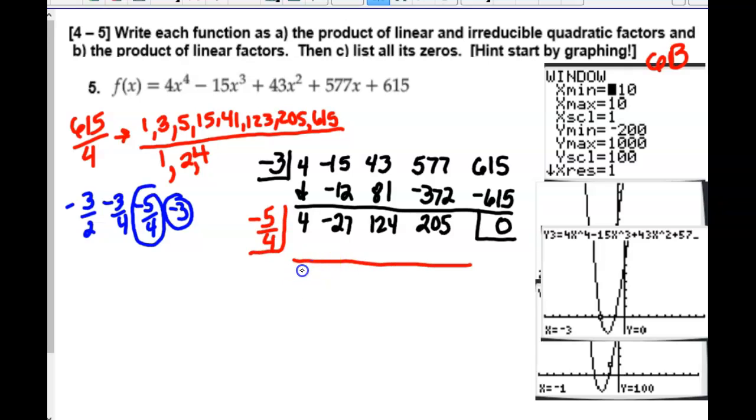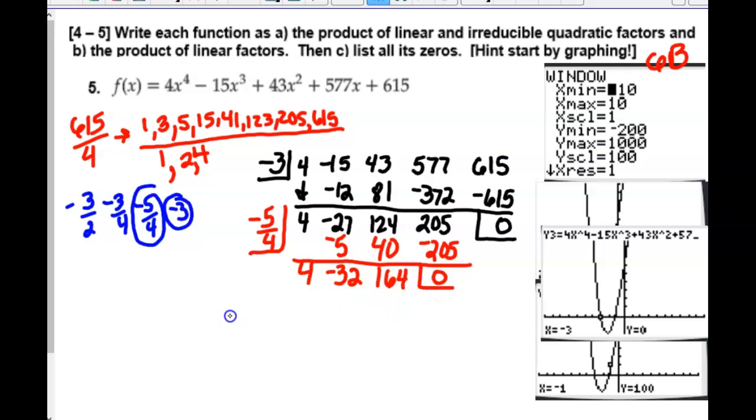Bring down the 4, multiply, and you'll get -5. Add, and that's -32. Multiply, and you get 40. Somebody check me. 40. Okay, then add and you get 164. And then it's negative 205. It does work.